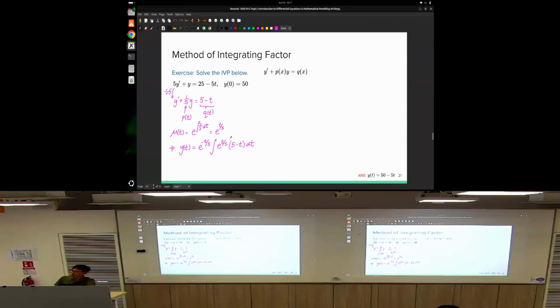Function of t times function of t. And you cannot possibly do substitution or do any simplification. So this calls for integration by parts. Okay, you need integration by parts, right?